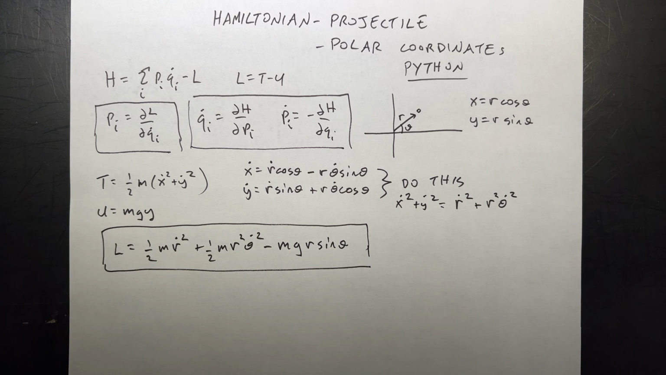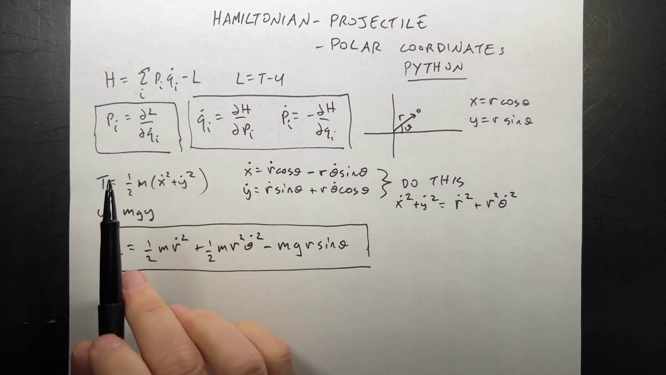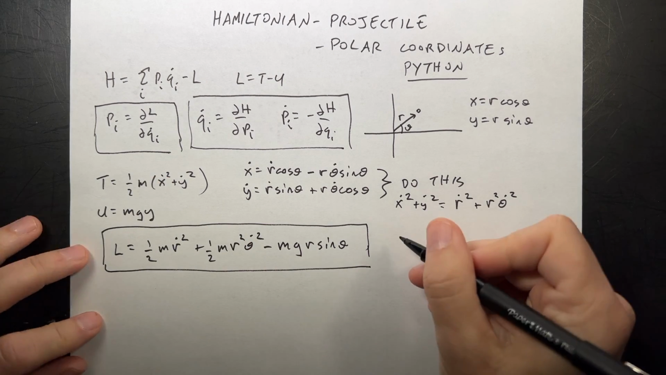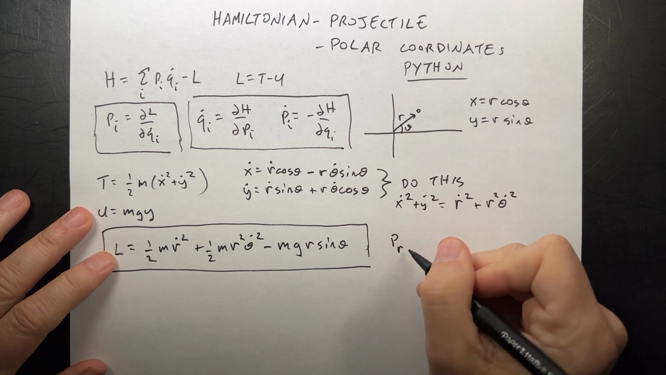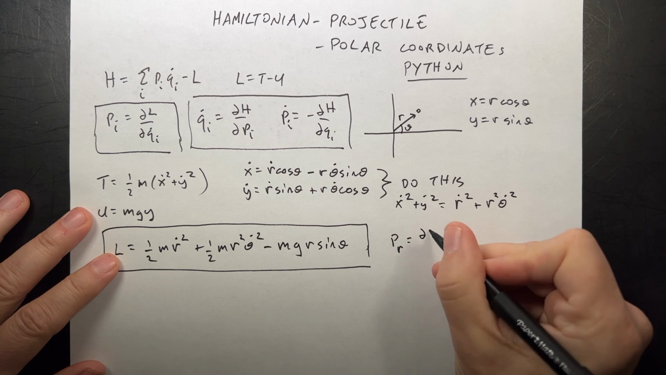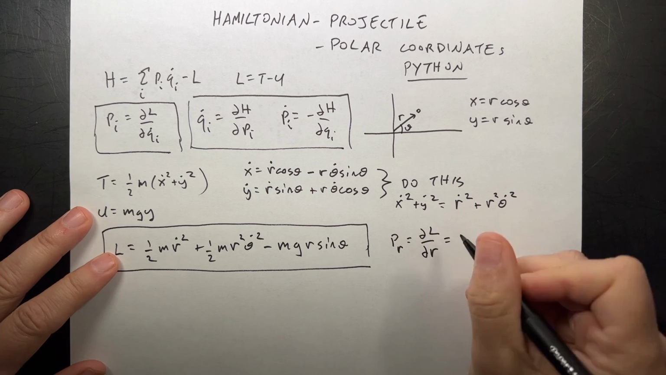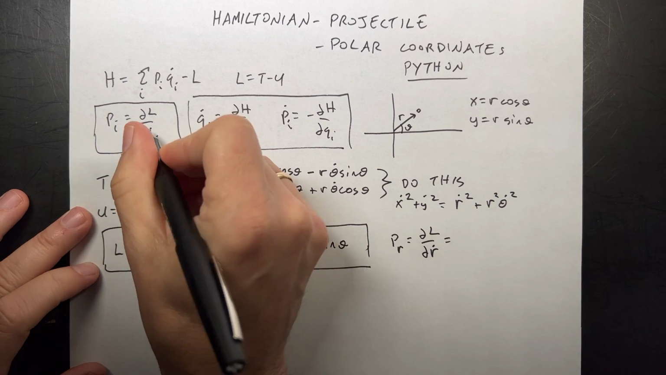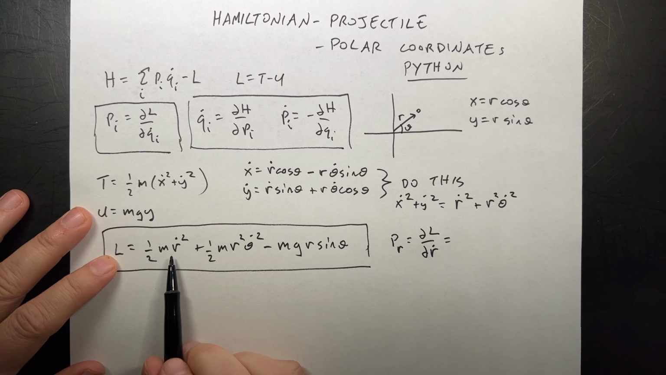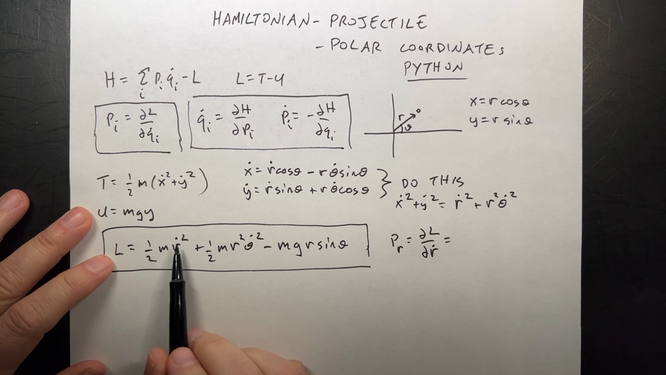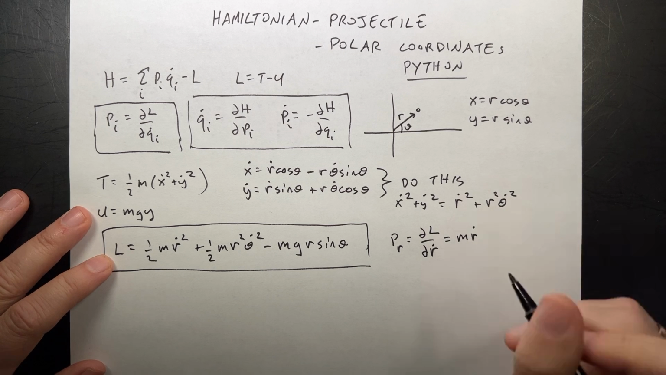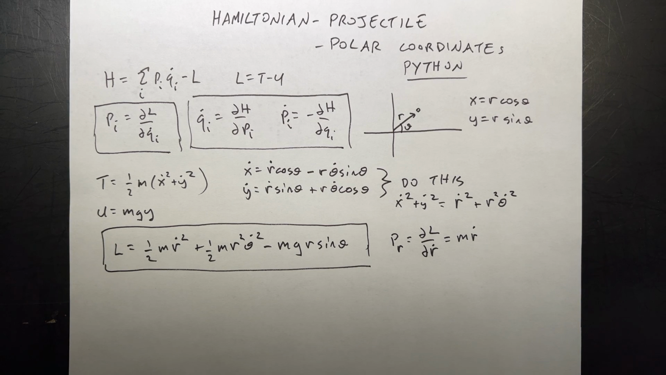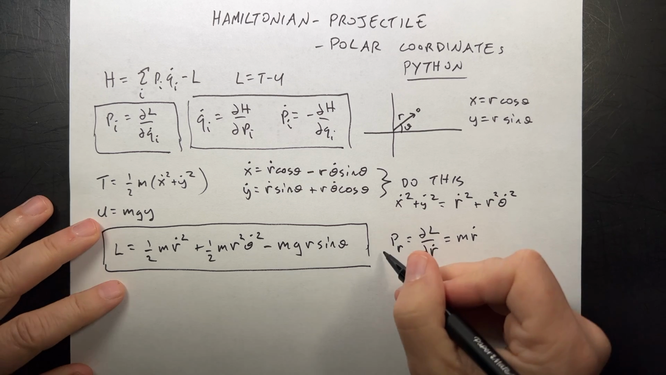Okay. Now, I want to write the Hamiltonian, but I need the momentum. So let's find the two momentums. PR is the momentum in the r direction, and that's going to be equal to the partial of L with respect to r dot. There's only one r dot here. If I take the partial of this with respect to r dot, I get 2 over 2 m r dot. So m r dot, mass times velocity, which is fun. That's real momentum, but that's important.